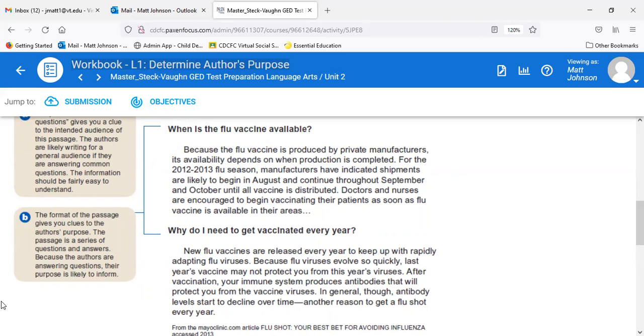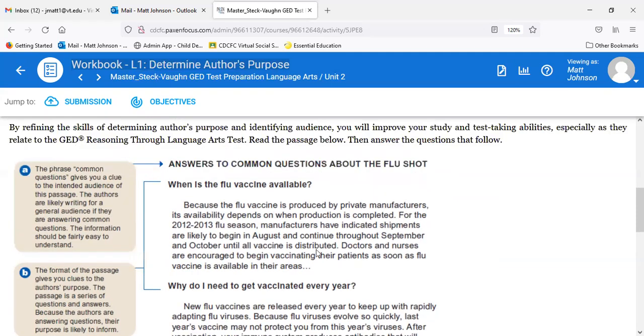Why do I need to get vaccinated every year? New flu vaccines are released every year to keep up with rapidly adapting flu viruses. Because flu viruses evolve so quickly, last year's vaccine may not protect you from this year's virus. After vaccination, your immune system produces antibodies that will protect you from the vaccine viruses. In general, though, antibody levels start to decline over time, another reason to get a flu shot every year.